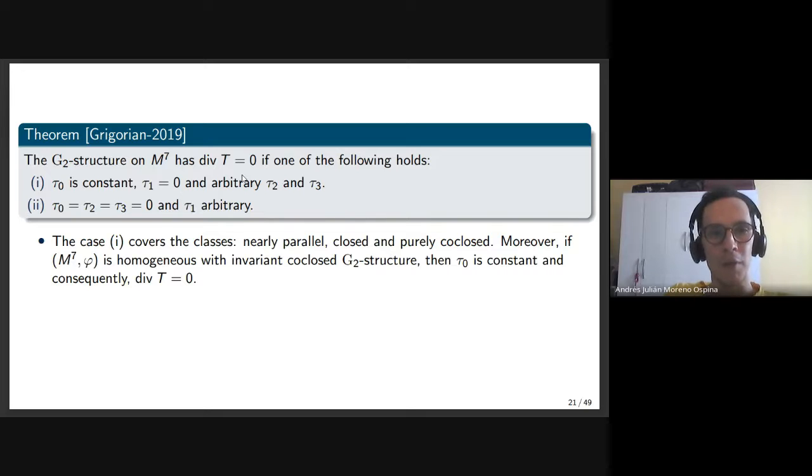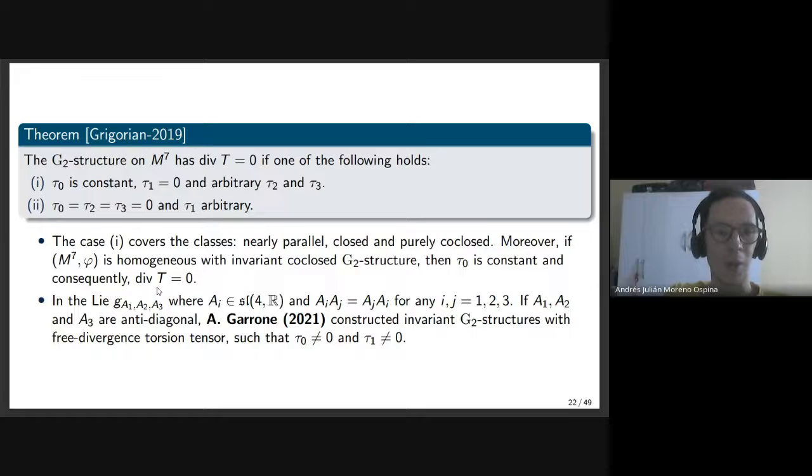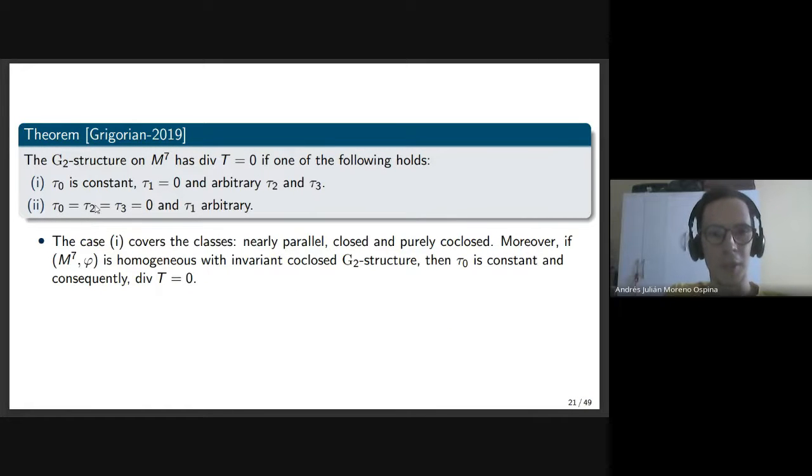And if your manifold is a homogeneous space with invariant co-closed G2 structure, because the torsion forms of an invariant G2 structure are also invariant, tau 0 will be an invariant function, which means that it's a constant, and consequently you are in the first case of divergence free torsion tensor. And the second one corresponds with the locally conformal parallel G2 structure.